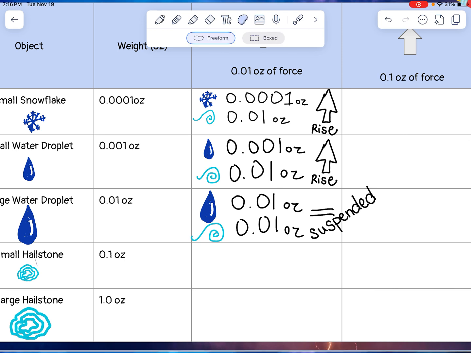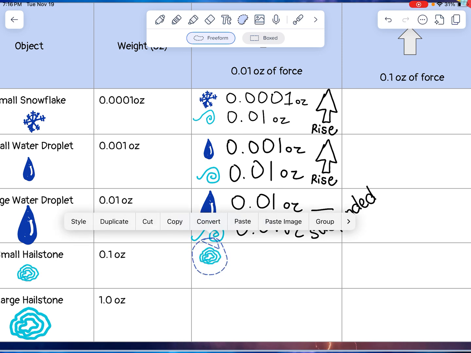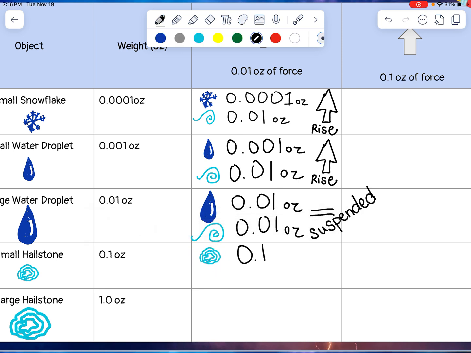Let's think about that hailstone. That hailstone's a little heavier. The hailstone has a weight of 0.1 ounce. And the weak updraft has a force of 0.01 ounce. Let's compare. 0, 0, it's a tie. 1, 0. Oh, the hailstone is heavier than the force of the updraft pushing up on it, which means that hailstone is going to fall out of the cloud. It's coming down.